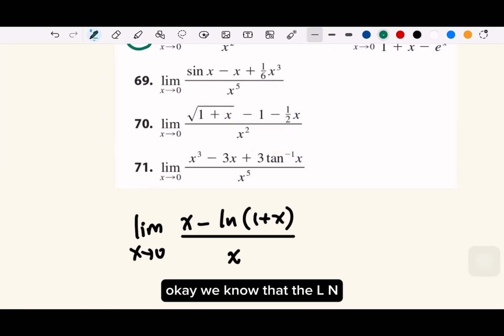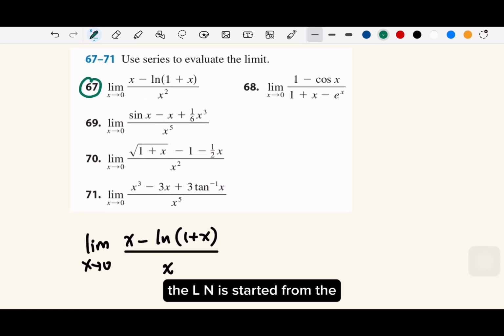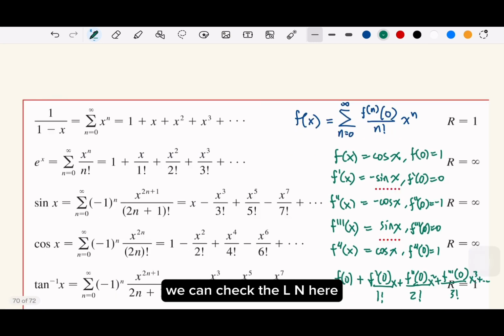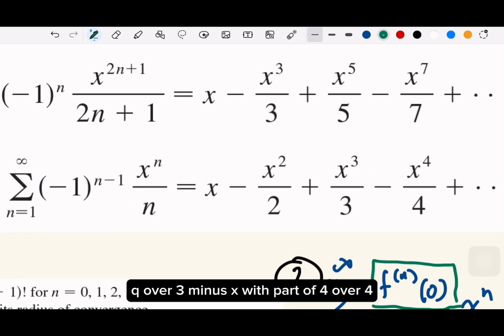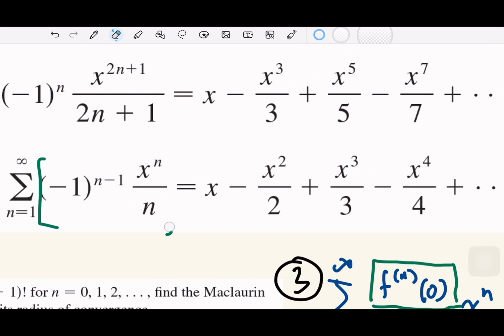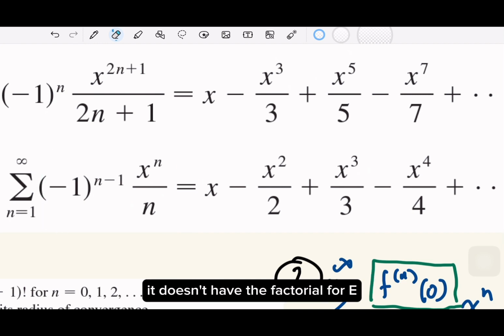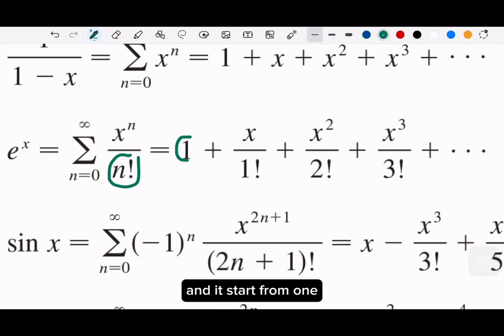Okay, we know that the ln series starts from x. We can check the ln here. The ln is x minus x squared over 2 plus x cubed over 3 minus x to the power 4 over 4. So it's alternating. It's very similar to e, but the ln doesn't have the factorial. For e, it has the factorial, and then it starts from 1.